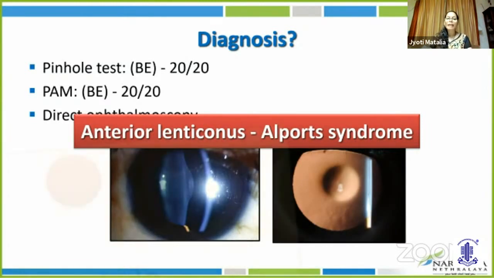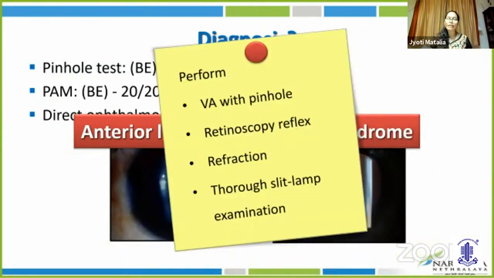So I want to end by saying that you need to do perfect visual testing with pinhole. Retinoscopy reflex is also important, as is refraction and a thorough slit lamp examination. So basically, if you do the small important aspects of history and examination thoroughly, we will not miss certain things which otherwise go unnecessarily for major investigations.